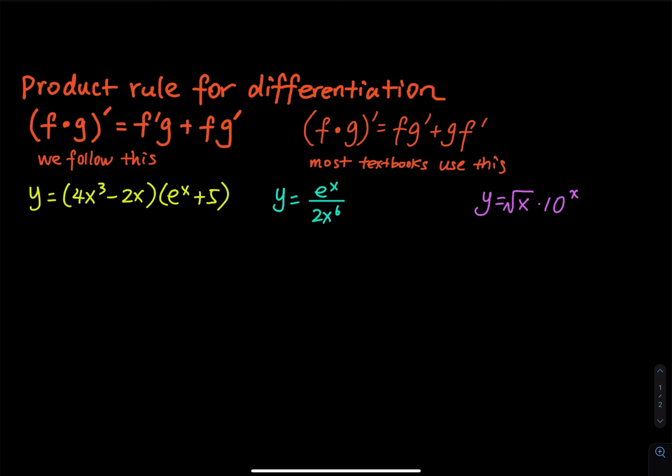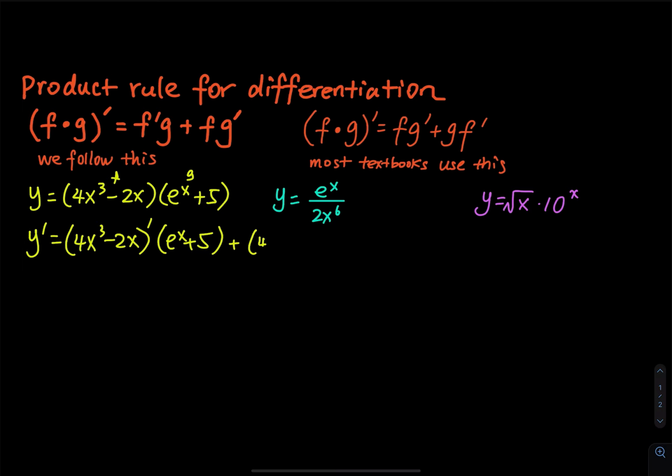Okay, so first example, we have y equals 4x to the third minus 2x times e to the x plus 5. I will call this f, and I will call this g. So y prime equals the derivative of 4x to the third minus 2x, times e to the x plus 5. So I just did f prime g. You take the derivative of f and leave g alone, and then you copy f, 4x to the third minus 2x, and then you take the derivative of g, e to the x plus 5. So we just did f prime g and then fg prime.